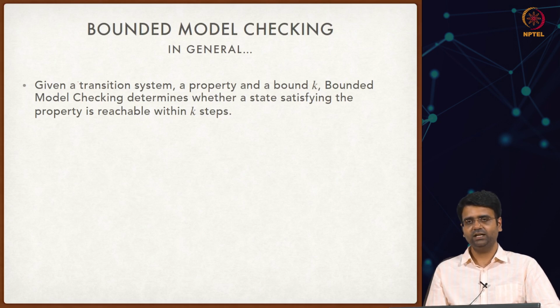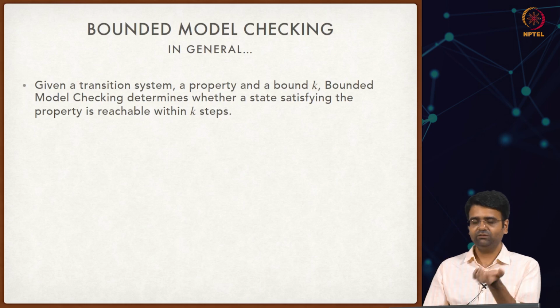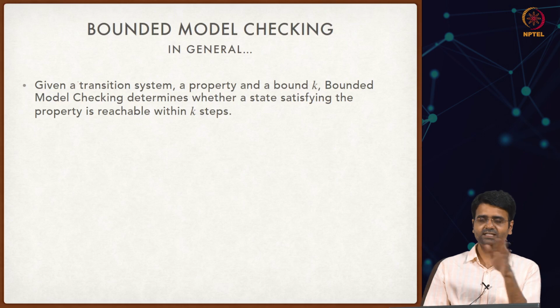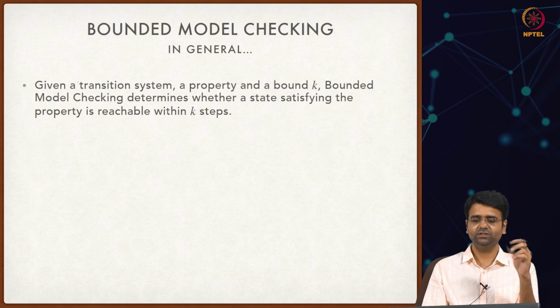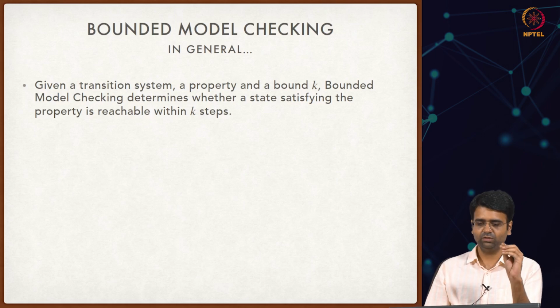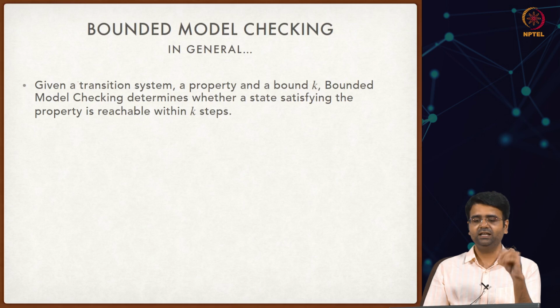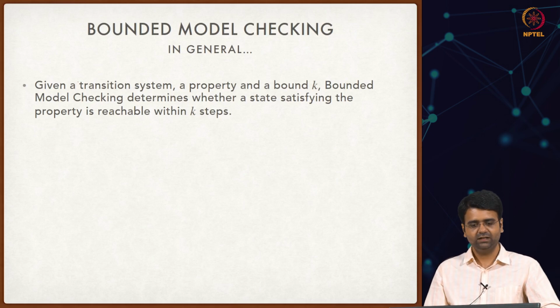We will see bounded model checking in detail later on in the course, but to just give you a brief idea: a transition system is just a set of states and a transition among them. If you have some property and a bound K, you want to check whether, starting from some initial state, if you were to perform K steps in the transition system, you reach a state where this particular property is violated or not. So, whether a state satisfying the property is reachable within K steps.